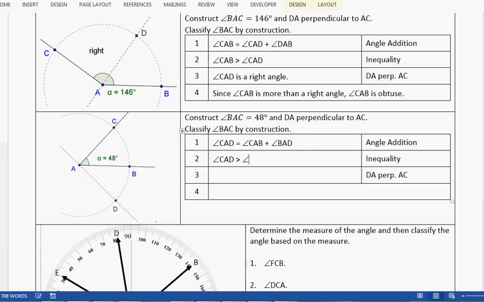CAD is greater than angle CAB. We need to identify what kind of angle CAD is. So angle CAD is a right angle because of the whole perpendicular line bit. Then since angle CAB is less than a right angle, it is acute.